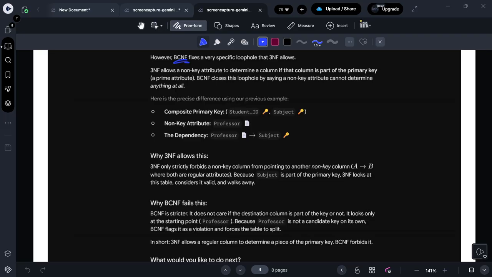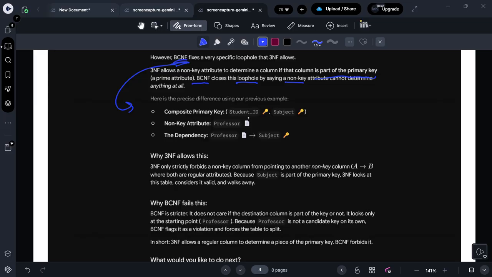Here on normal forms, we have Boyce-Codd normal form. Third normal form allows a non-key attribute to determine a column if that column is only part of the primary key, a prime attribute. BCNF closes this loophole by saying a non-key attribute cannot determine anything at all. So a non-key attribute can do nothing here. But third normal form only says that a non-key attribute can determine a key attribute. It should not depend on other non-key attributes. But BCNF says that it can determine nothing at all.